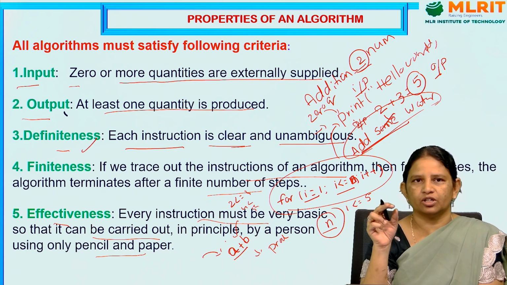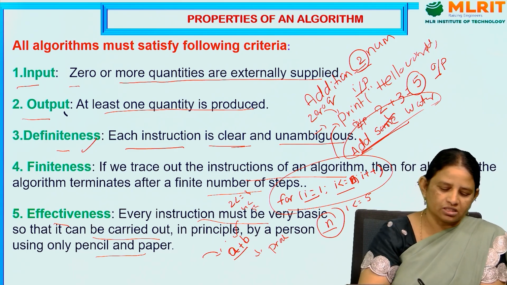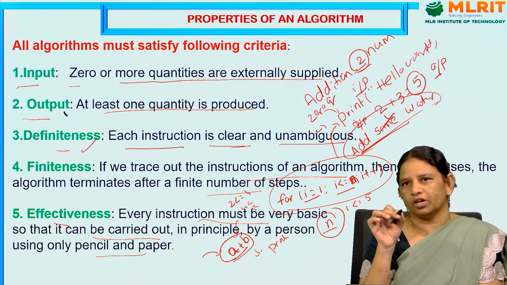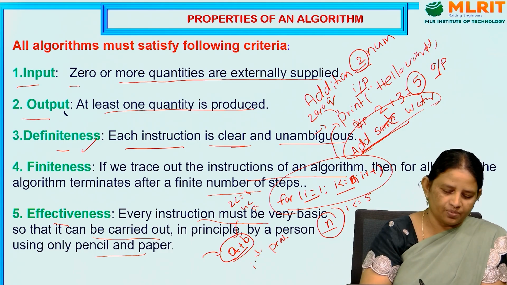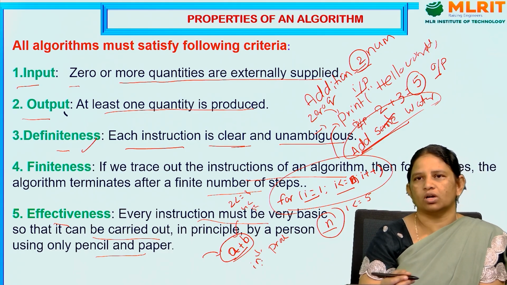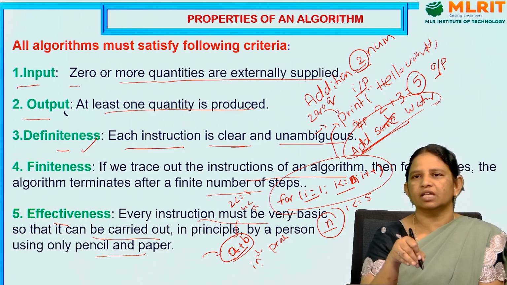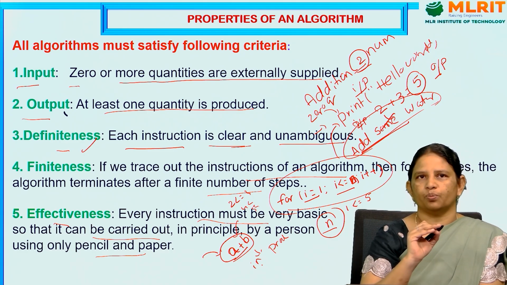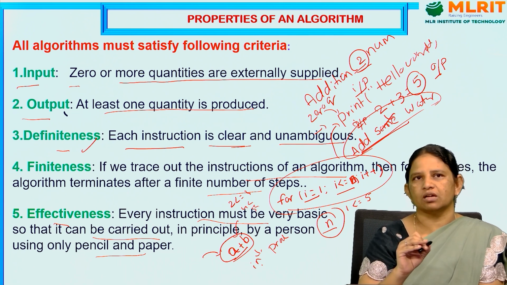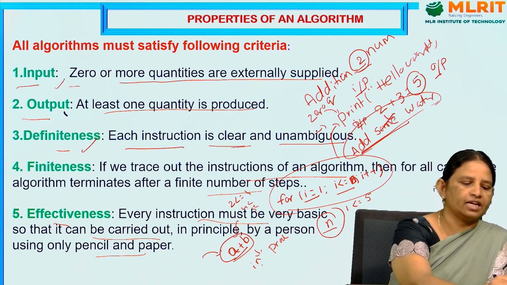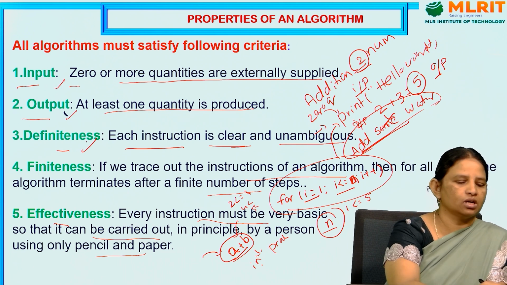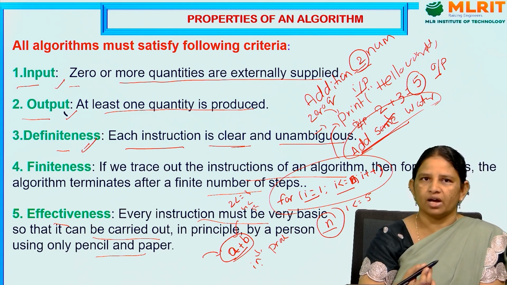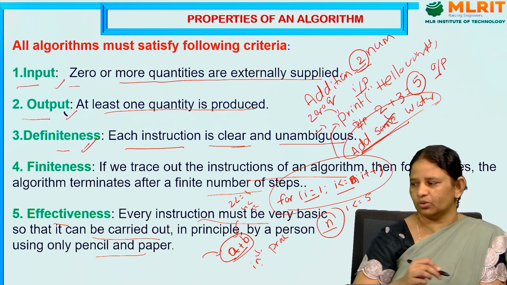Being effective means that whatever instruction you design should solve all types of inputs, whether integer numbers, floating numbers, or decimal numbers. Whatever the input, it produces the correct output for any type of input. These are the 5 properties of an algorithm. First is input, second is output, third is definiteness, fourth is finiteness, and fifth is effectiveness.